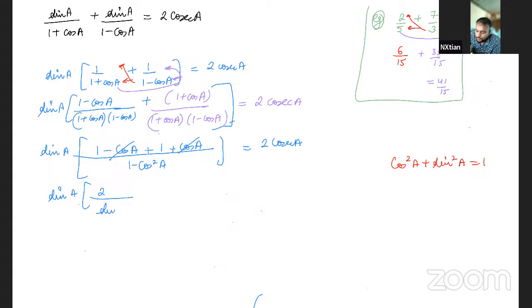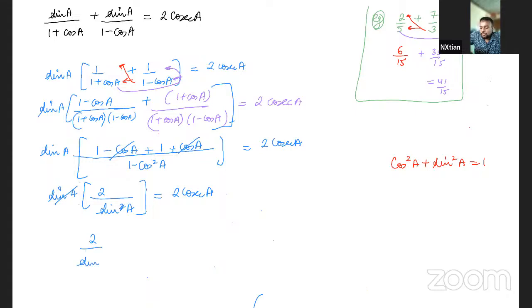I request Hannah to send the formula sheet that you have in the group so everyone can write it down on paper. Everyone write it down on an A4 size paper and keep it with you whenever doing this chapter. Okay, everyone understood? Now this sine A and this sine A will cut, so it becomes 2 upon sine A.